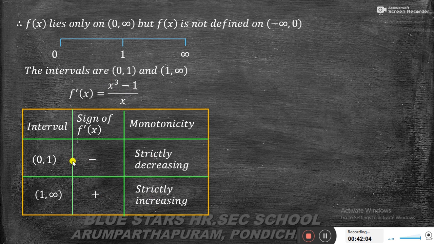So f of x is strictly decreasing in (0, 1) and strictly increasing in (1, infinity), and there exists a local extremum because f dash of x changes sign from minus to plus. So there exists a local minimum at the point x equal to 1. Next time we will find out the local minimum value.